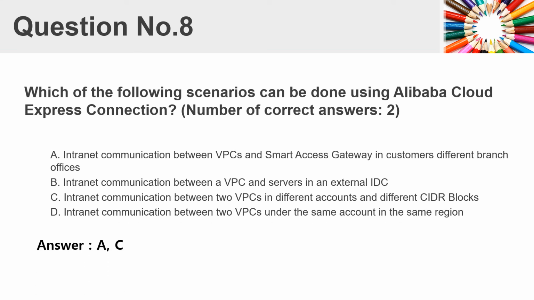Question number 8. Which of the following scenarios can be done using Alibaba Cloud Express Connect? Number of correct answers: 2. A. Intranet communication between VPCs and Smart Access Gateway in customers' different branch offices. B. Intranet communication between a VPC and servers in an external IDC. C. Intranet communication between two VPCs in different accounts and different CIDR blocks. D. Intranet communication between two VPCs under the same account in the same region. Answer: A, C.